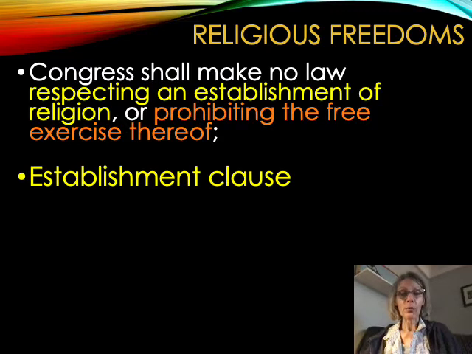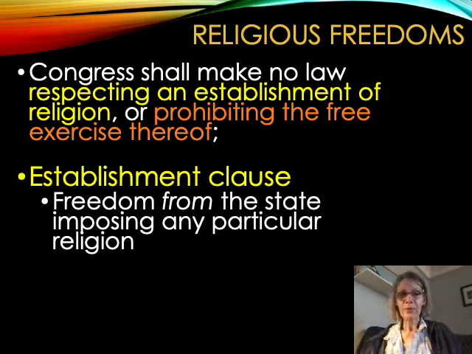The yellow refers to the Establishment Clause. And so when it says that Congress, and of course it's been incorporated to the states and cities, so states and cities can't do this either. But when it says that they shall make no law respecting an establishment of religion, basically what that means is that individuals have freedom from the state imposing any particular religion, okay?